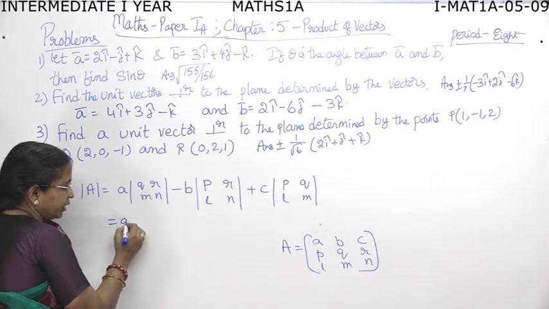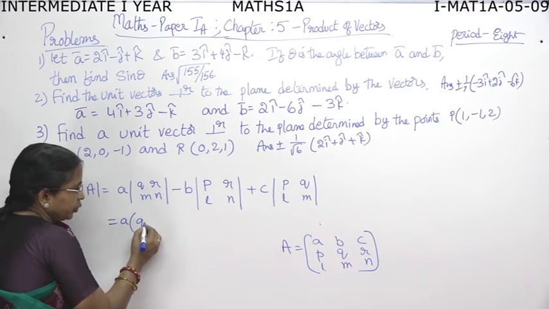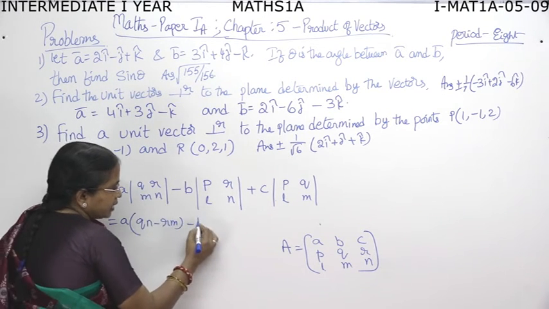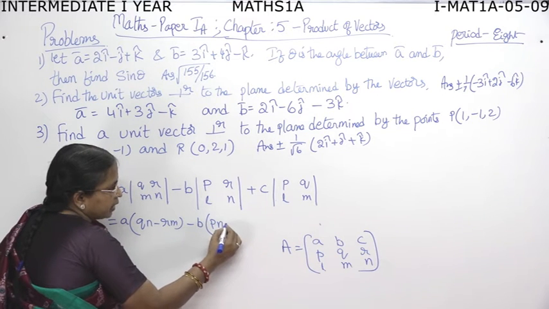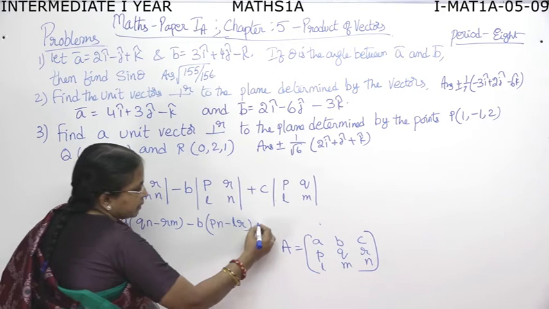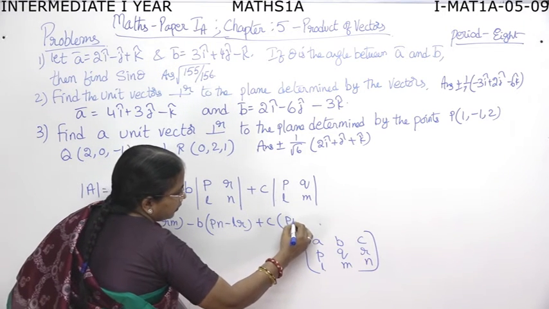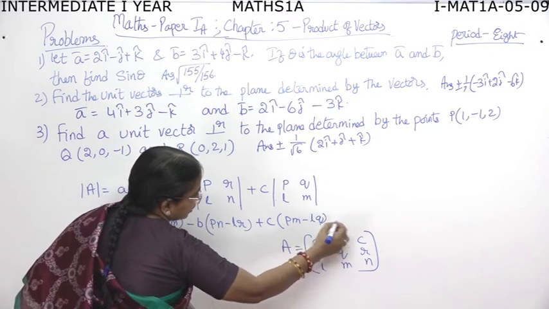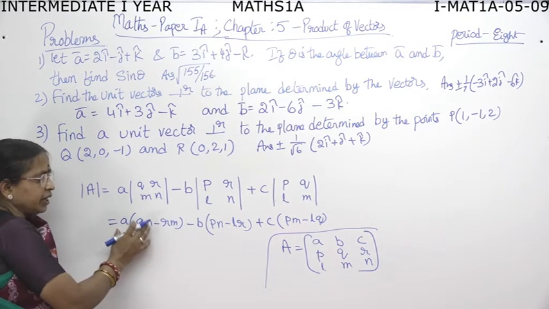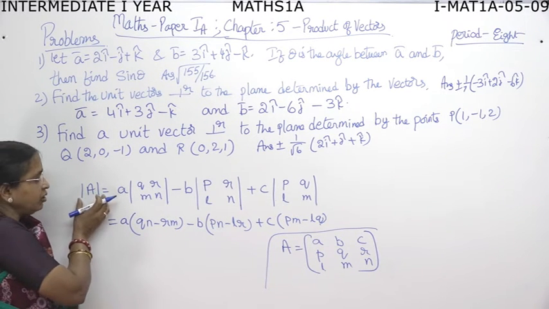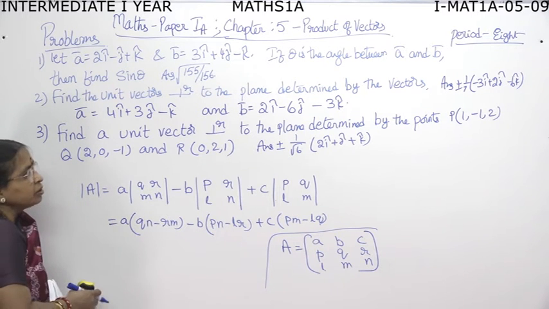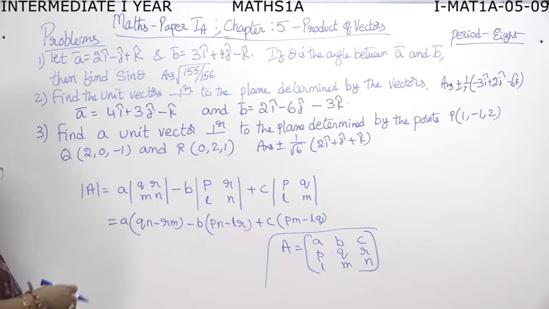Now you know how to write the determinant. A into QN minus RM, minus B into PN minus LR. Next plus C into PM minus LQ. So this is the value. Whatever you get, you simplify this number. Whatever you get, that is the value of the determinant of the matrix A. So you understood the procedure now. We'll apply this in almost all the problems.